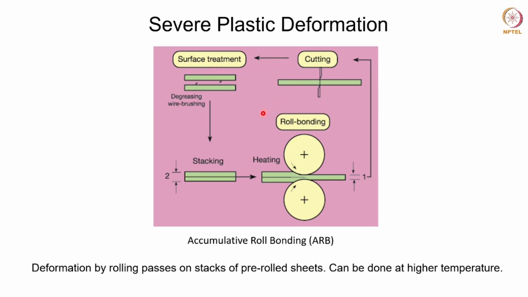So you have a stack of pre-rolled sheets, as you could see. First you cut the sheets in the required size, and then they are stacked together, and this stack of rolled sheets is then subjected to rolling. And as the rolling is done through several passes, it will lead to bonding between these sheets and also severe plastic deformation, which would ultimately lead to grain refinement. But for this bonding to occur, this can be done at higher temperature.